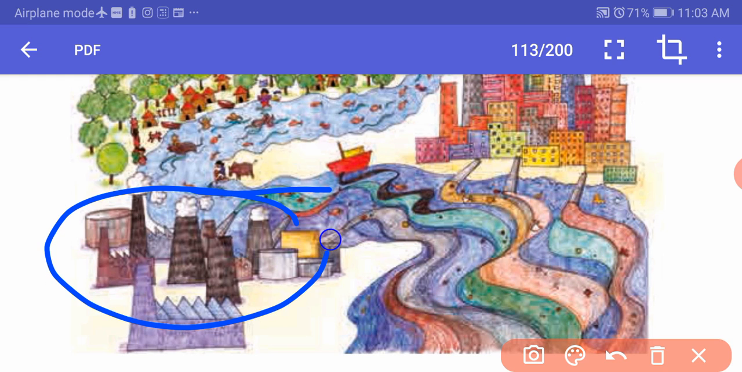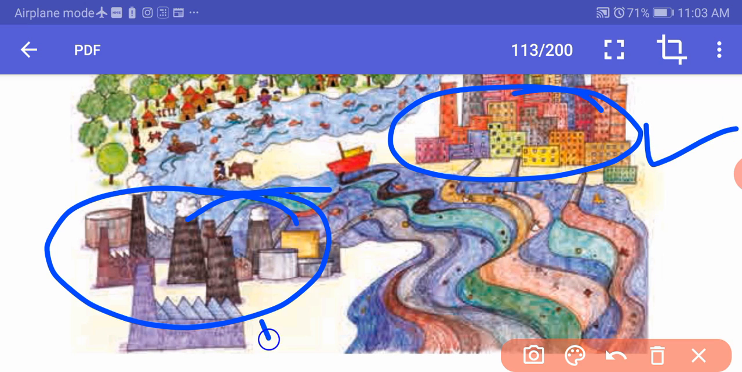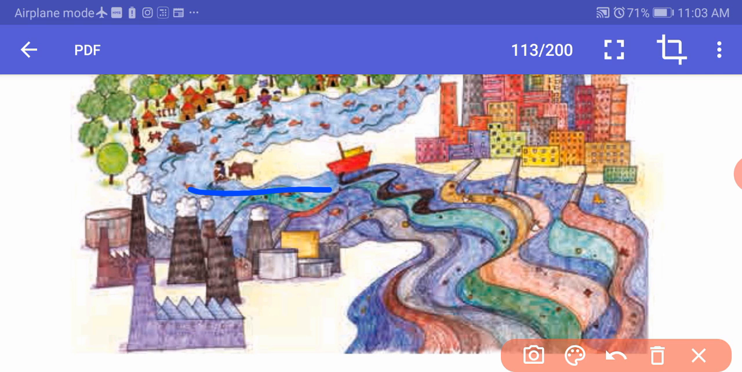Now you will see some factories around the river. Here there is a city and here there are a few factories. Now the chemical which is released from the factory and the city is making the river water dirty. It is contaminating the river water, and the river water is no longer clean. So the color of the water is also changed.